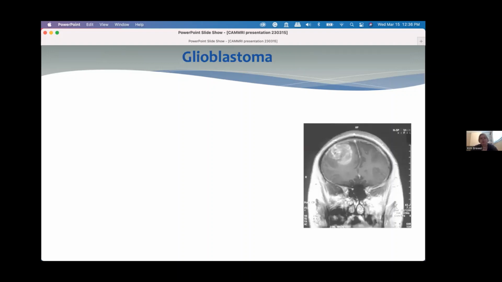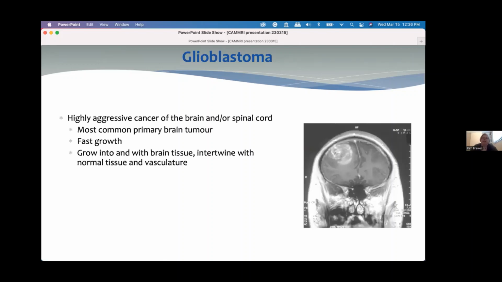What we're interested in studying in this particular model is glioblastoma. Here's a sample image on the right from an MR. Glioblastoma is extremely aggressive. It's the most common primary brain tumor. It grows so quickly. And on top of that, it grows with brain tissue, so it intertwines with normal tissue and vasculature. I sometimes describe it to students as a grasping octopus, in that it reaches into all the surrounding tissues, and it's really hard to distinguish between the two at the edges.